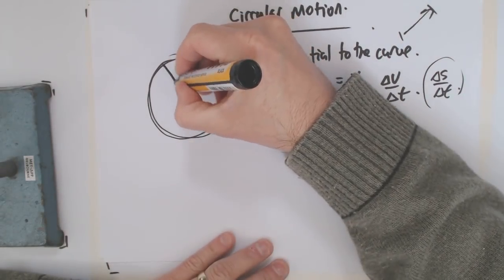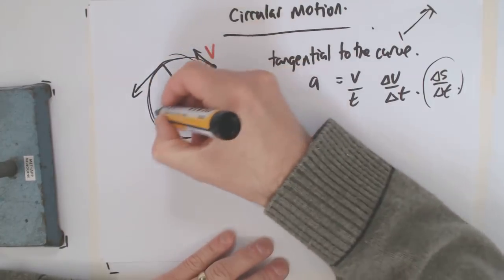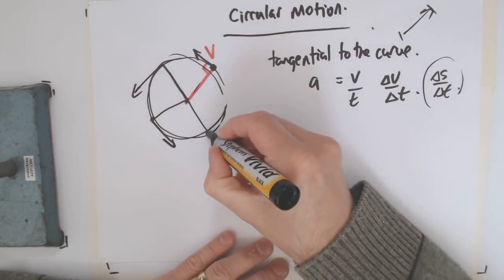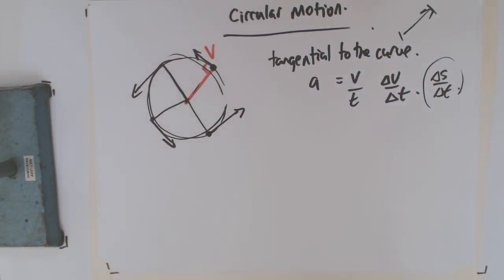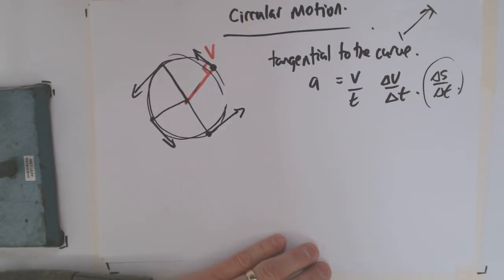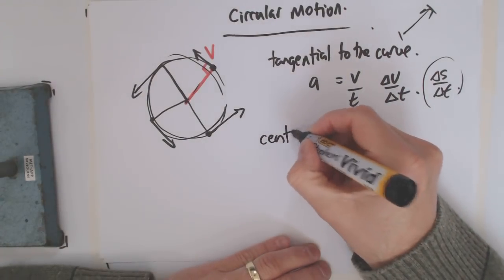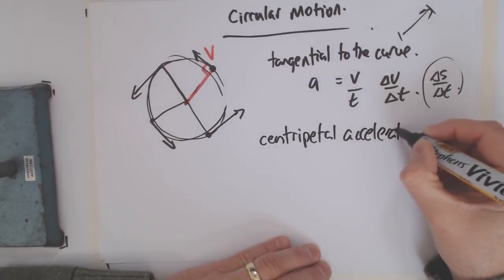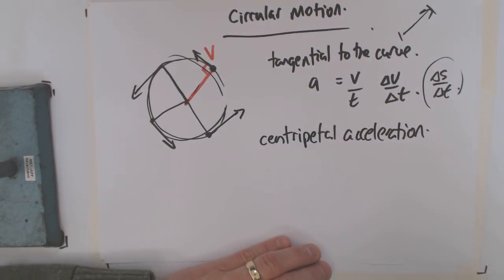So as it comes around to here, it's going to be there. As it comes around to here, it's going to be there. So all the way around, this object's velocity is changing. And if the speed is constant, but the direction is changing, we still have an acceleration. And we give it a very special word. We call it a centripetal acceleration. And it's the acceleration you get when an object is going in a circle and it's changing its direction, but it's not changing its speed.